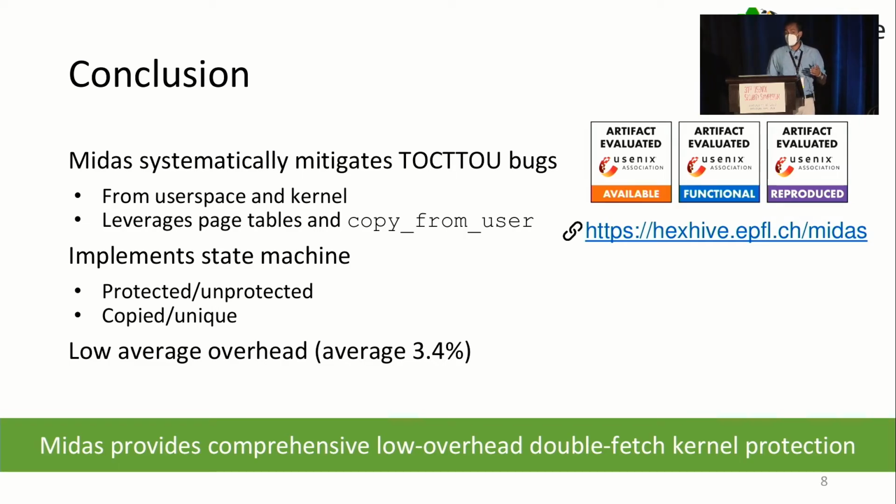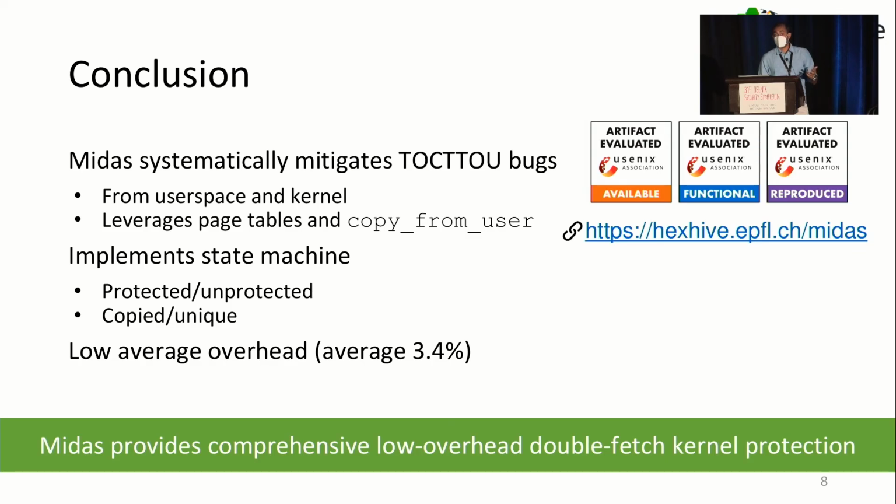For this, we implement a per user space page state machine where every page can be protected or unprotected, copied or unique. And we do all of this while maintaining a low average overhead of only around 3.4%. We computed this on the NASA Parallel Benchmarks and a Phoronix test suite, as well as Apache and Nginx.